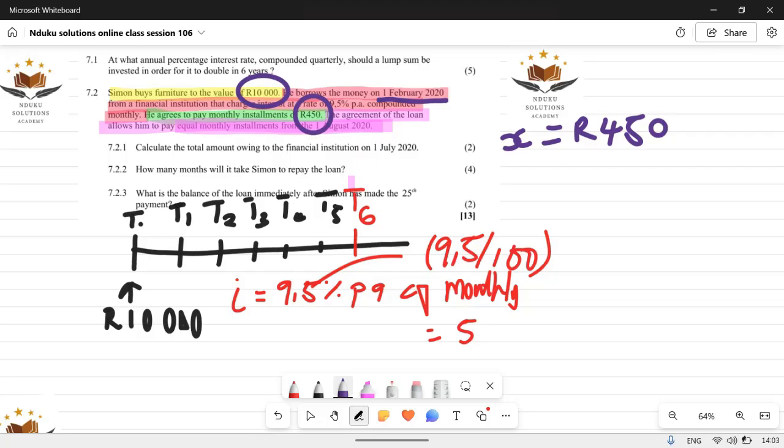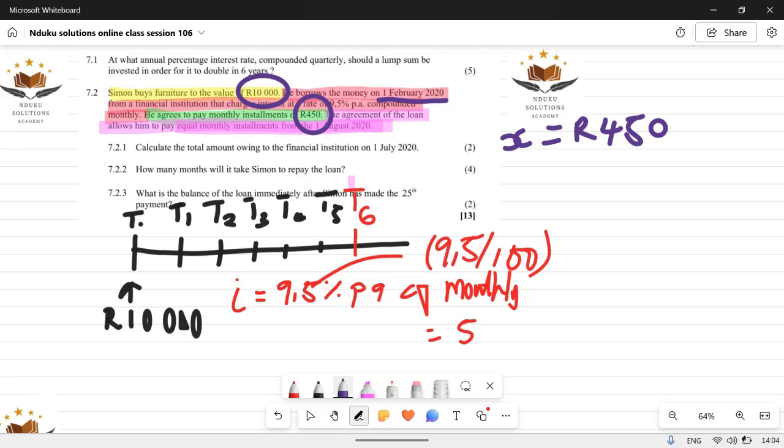So back to the question. We want to know how long Simon will take to repay the loan. He's paying 450, the interest rate is still the same as charged by the bank, and he will start paying from the 1st of August 2020. How many months? It's the same as saying how long will it take someone to repay the loan. So let us take a look at it.